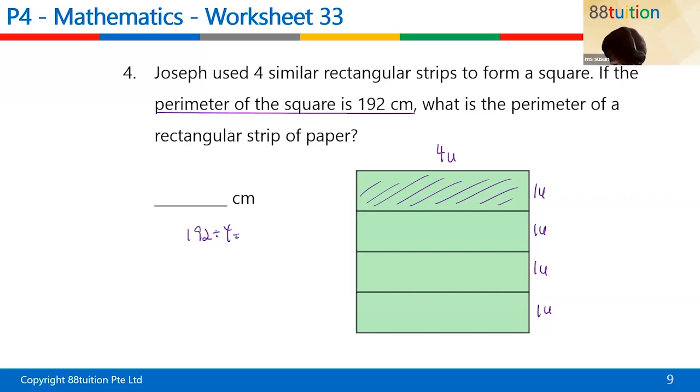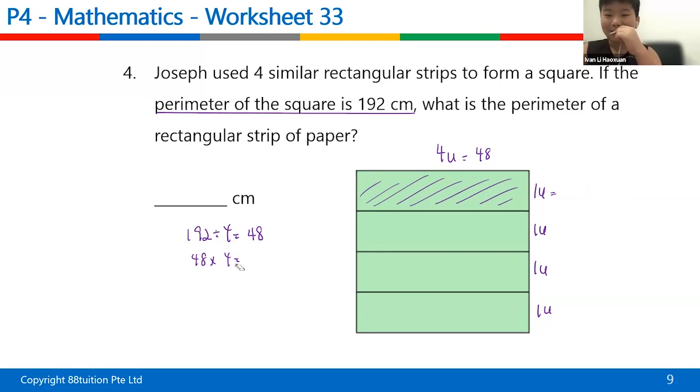Okay, so 192, what is 192 divided by 4? Quickly, I will get 48. Right? So which one is 48 cm? Here. And here, I have to use 48 to multiply by 4. Anyone can tell me why I multiply by 4? 4 units equals to this 48 here, right?